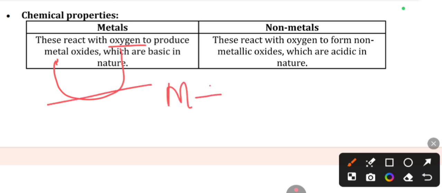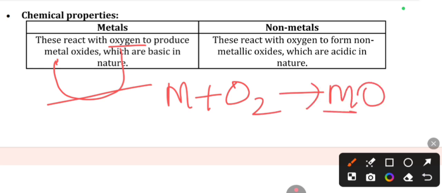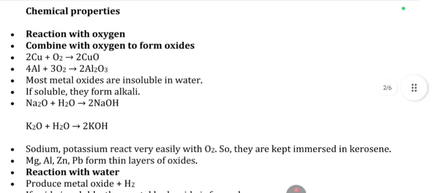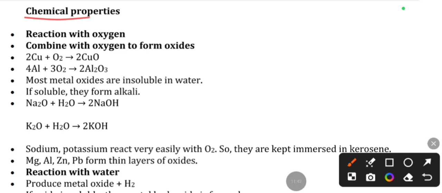You can say when metal reacts with oxygen, it will give metal oxide. Where the word metal is used, it will be basic. Metal is basic in nature. Oxygen is here acidic in nature. Acid and base give metal oxide, so it is basic. So one by one we will do the chemical reactions.